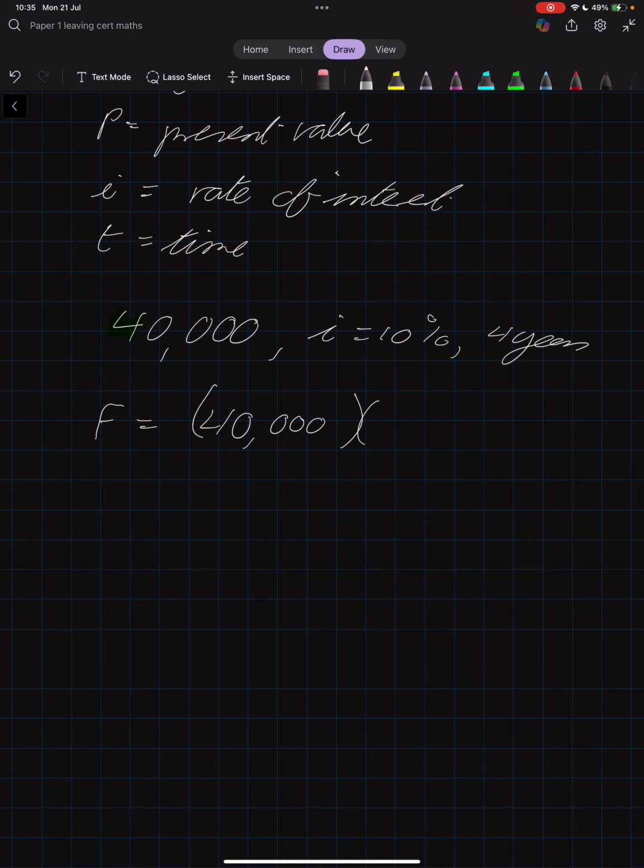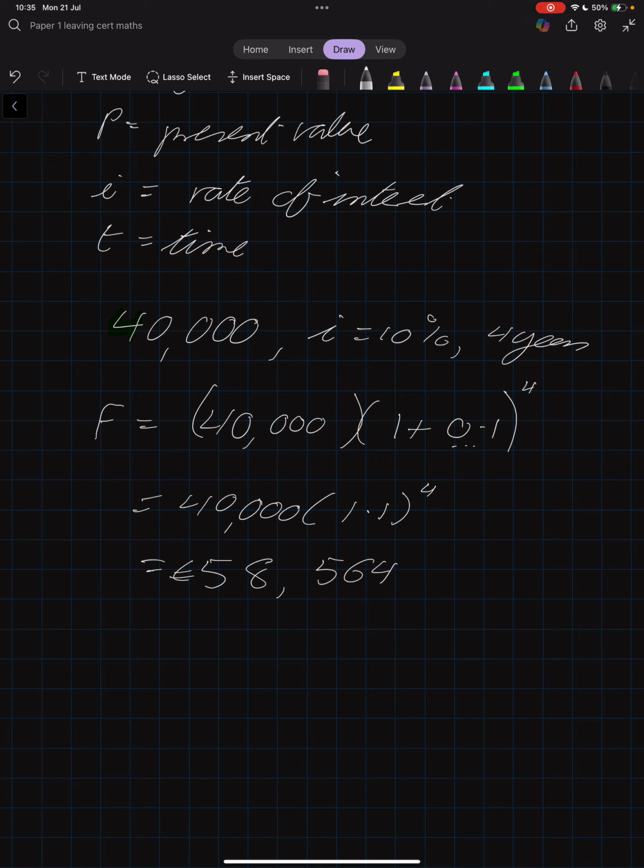Now be careful. I has to be written in decimal form. So 10% is 0.1. If you're not sure, just divide it by 100. Go into your calculator, do 10 divided by 100, and you'll get 0.1 or a tenth. That's where this number comes from. And then you're doing it for 4 years. So it's just equal to 40,000 times 1.1 to the power of 4. So in the future, it's going to be worth 58,564.